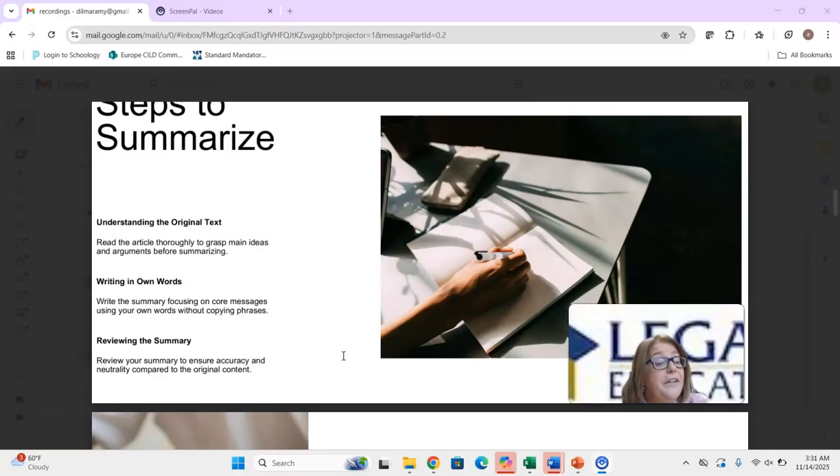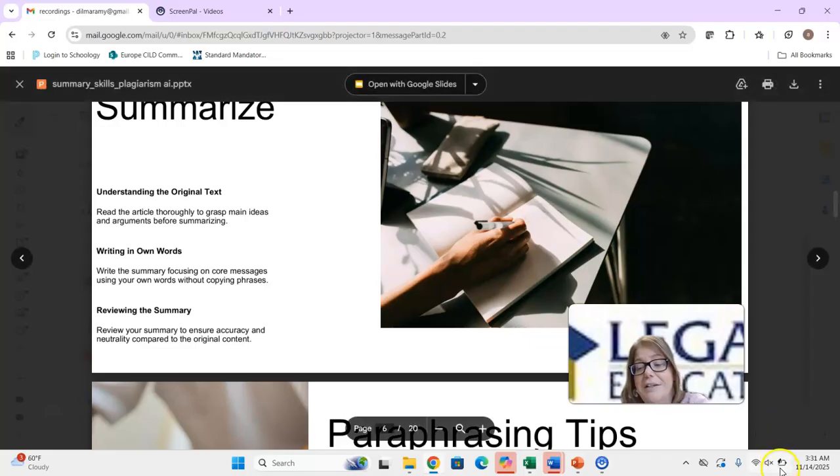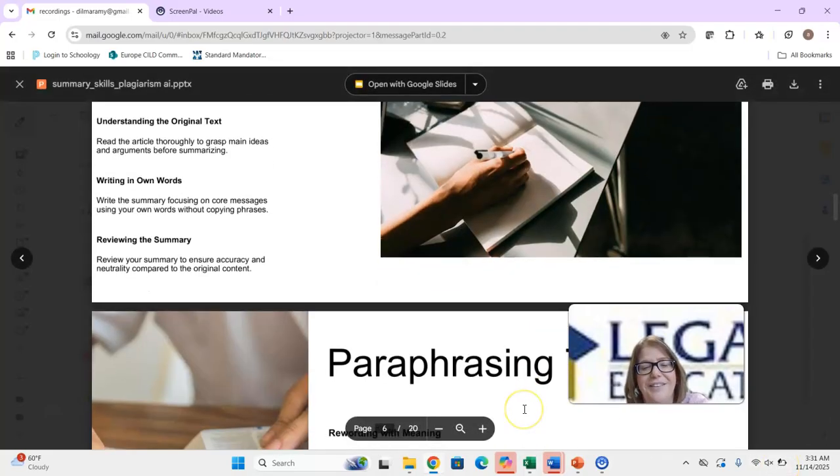So you can see here that you're understanding the original text, writing in your own words, and you're going to review the summary for accuracy because self-checking is very important. So always leave yourself time to self-check.